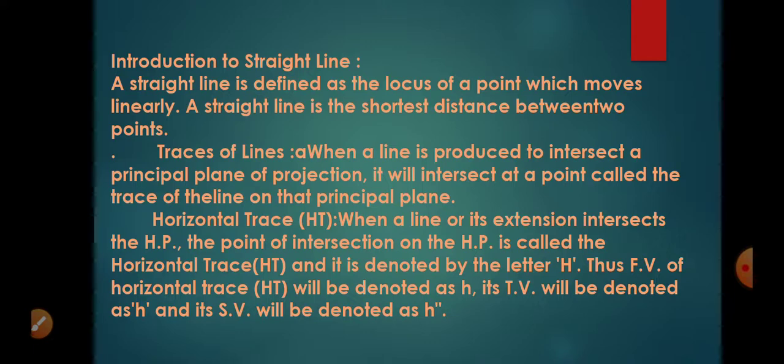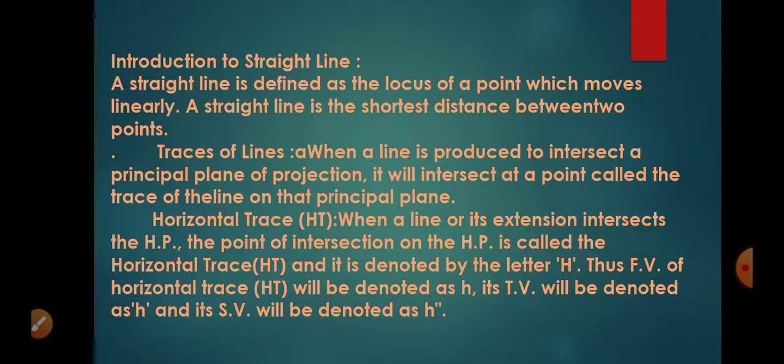Next, your topic is, up to now I have completed the syllabus of the point, and now we will move to the line. What is the line, in introduction? What is a straight line? Obviously you know what a straight line is, but how you define it is based on the individual. The book definition is: it is the locus of a point which moves linearly. This is sufficient to define the line.